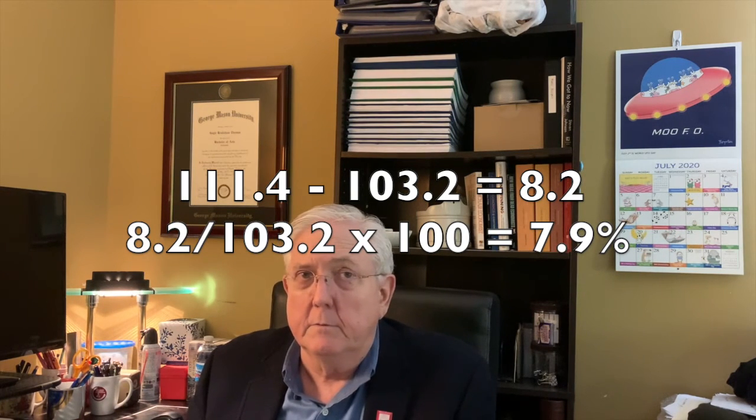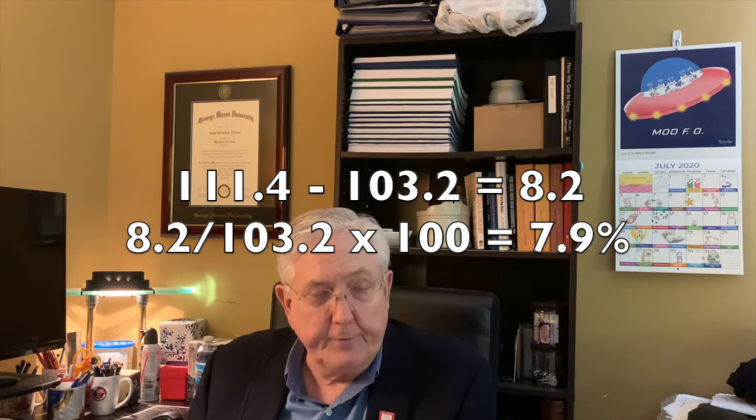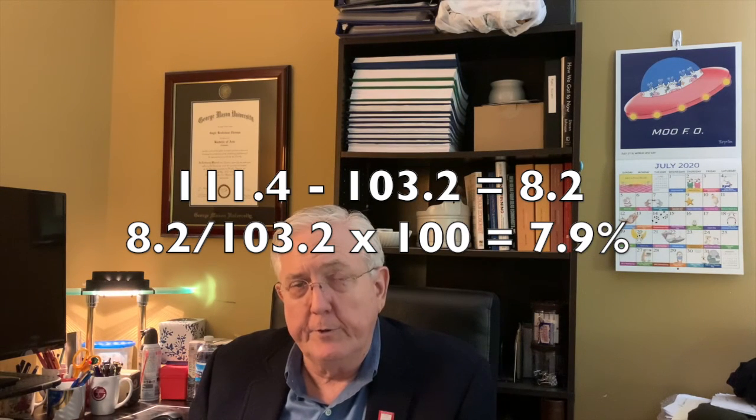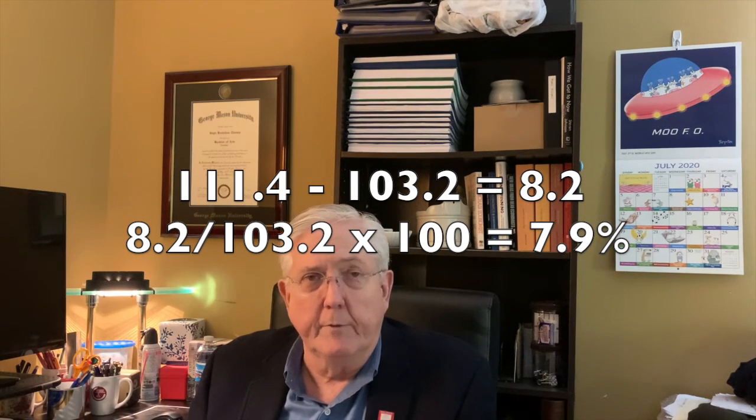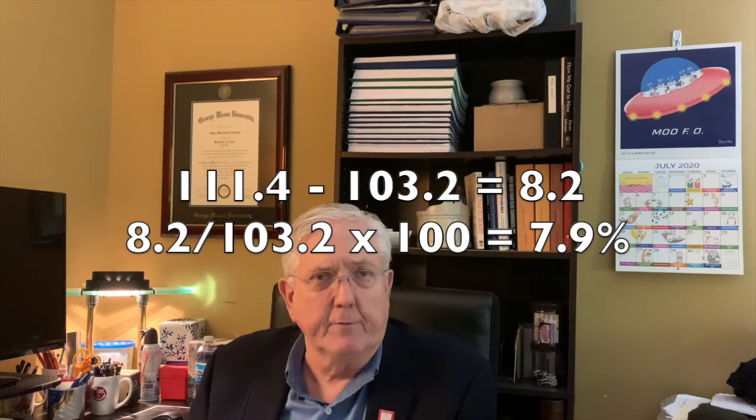Now, we're not going to divide that by 100 and multiply it times 100. Instead, we're going to divide it by the 2015 value, which is 103.2. So when we divide it by 103.2, we get a number, and then we multiply that number times 100, and that gives us our inflation rate.